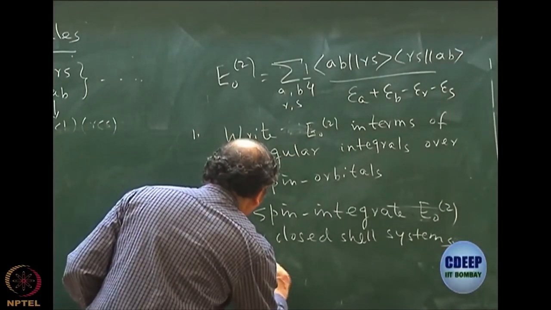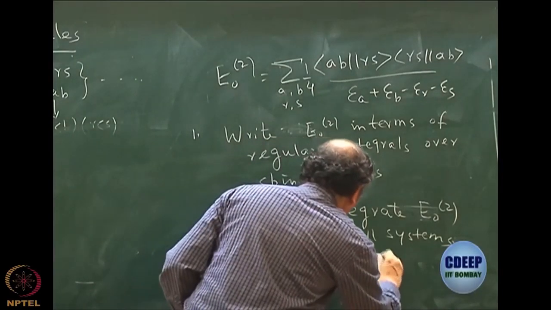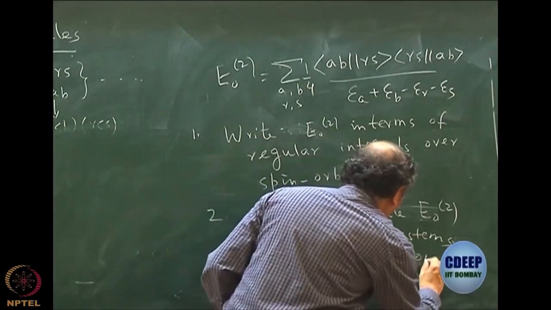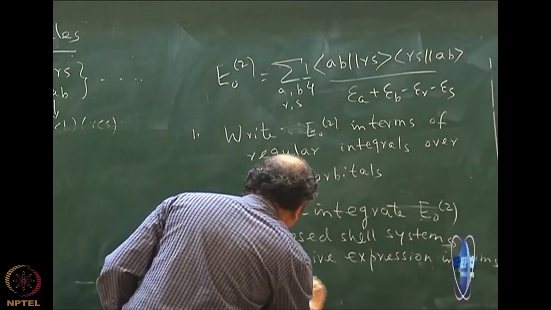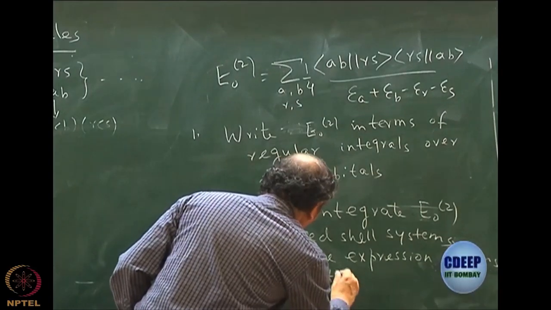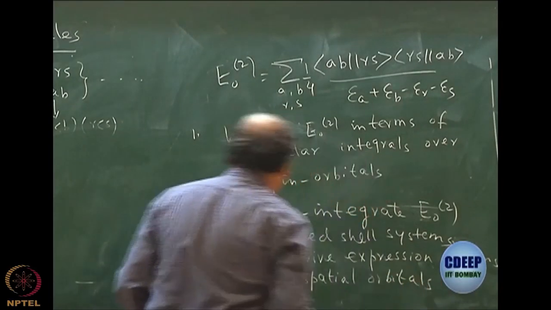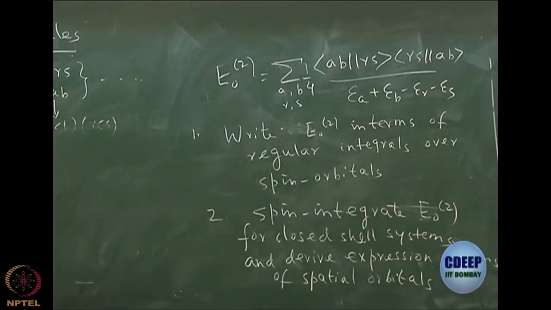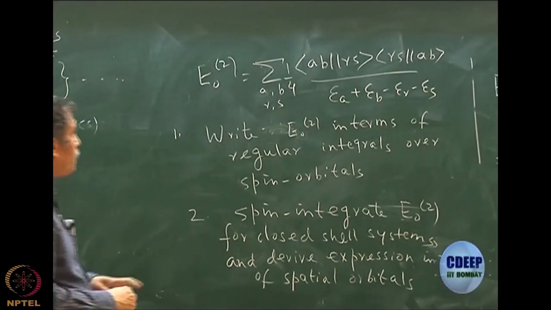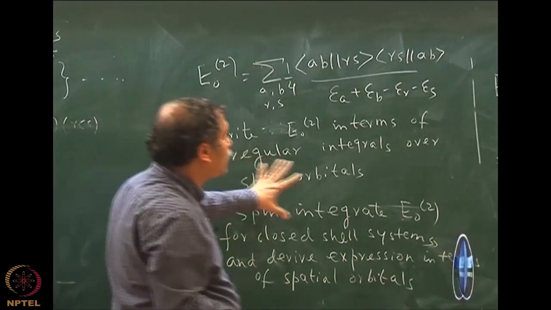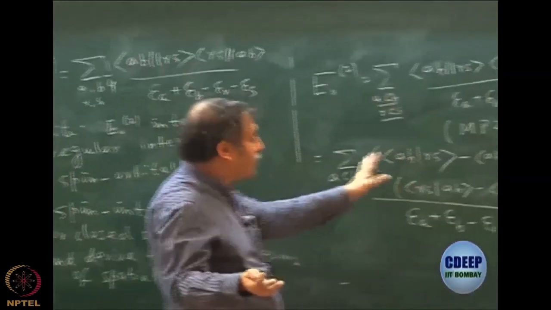And derive the expression in terms of spatial orbitals. So integrals over spatial orbitals. So first write this, it will become easy. Don't try to spin integrate directly from here. I'm just kind of telling you, it's okay, you can do it.